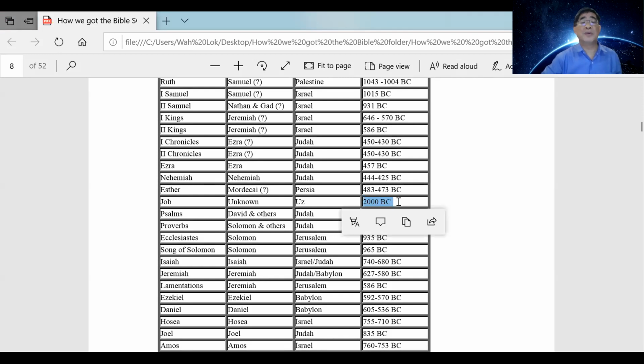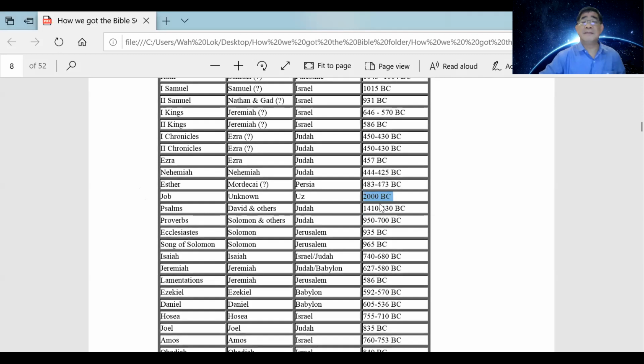The oldest book written is the book of Job, and the estimated year is 2000 BC. This is what we guess, that Job wrote the book around then, because we can see the background is very similar to Abraham. So that is the oldest book in the Old Testament.